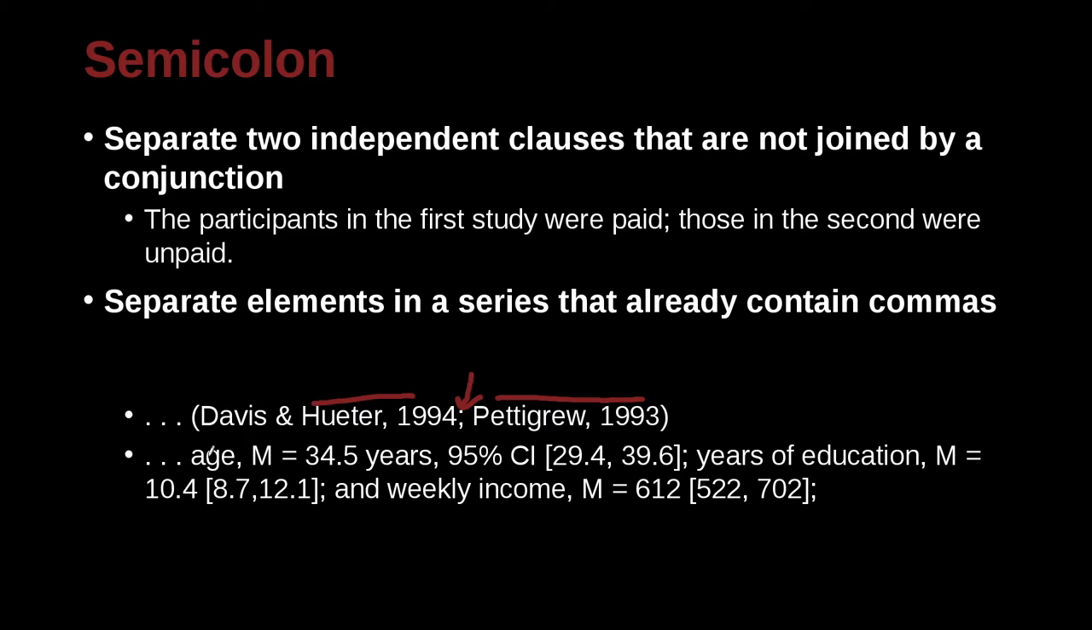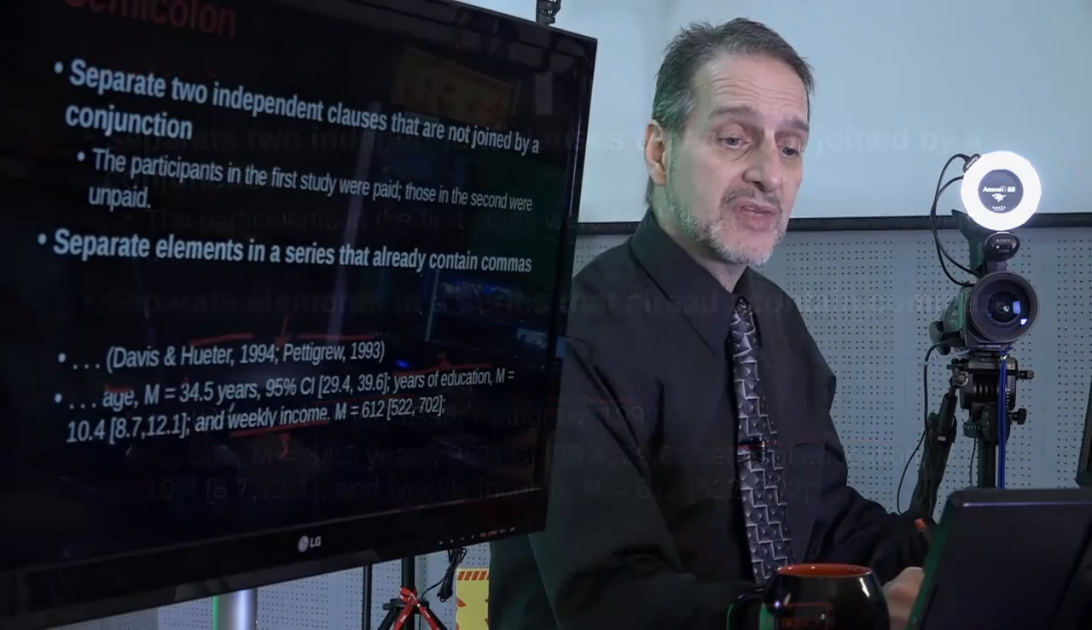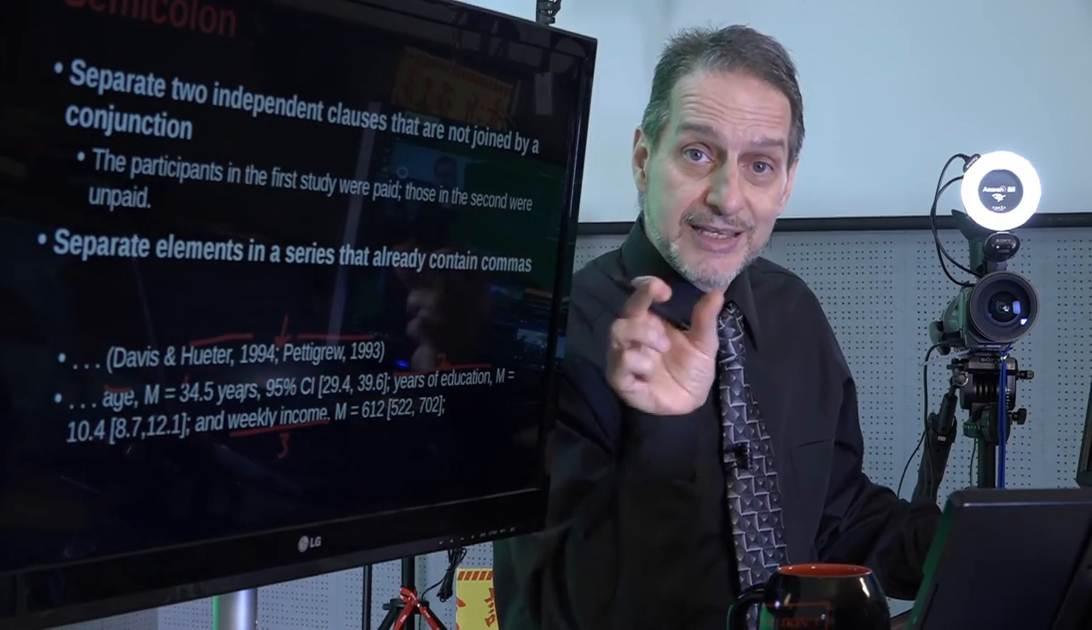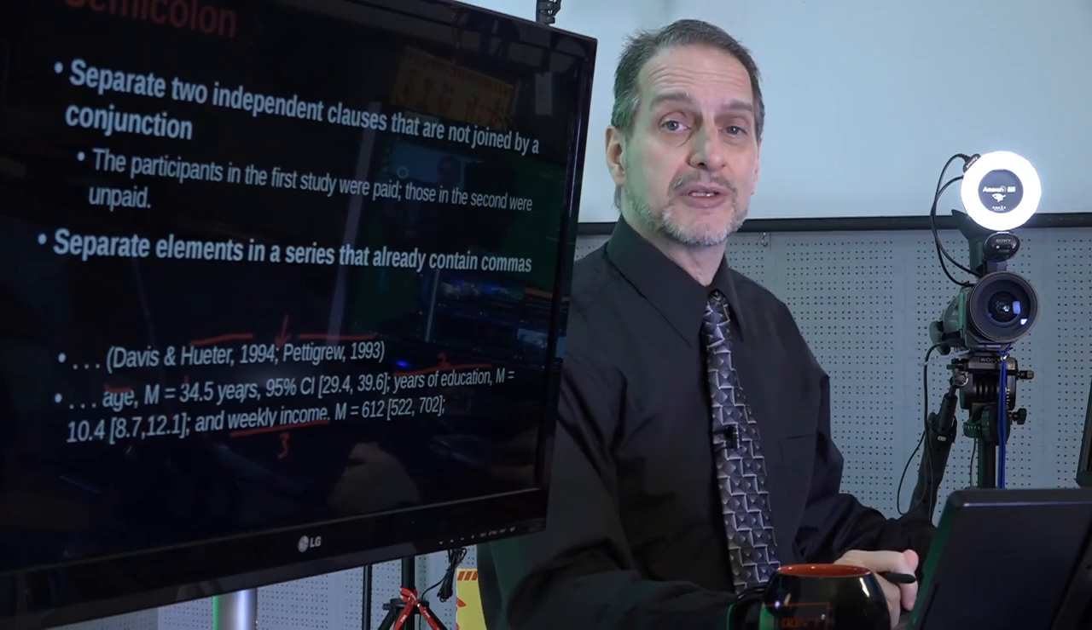And here we have another example, so writing a sentence, and we say age, M equals 34.5 years, comma, and 95% confidence interval, and then semicolon, years of education. So here we're talking about years of education, and here we're talking about age, and here we're talking about weekly income. So we have a list, one list, two lists, three lists. Remember, the items in a list are always going to be separated by a comma, but then the lists are separated by the semicolon.